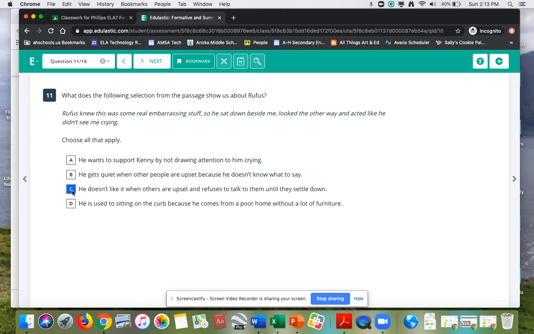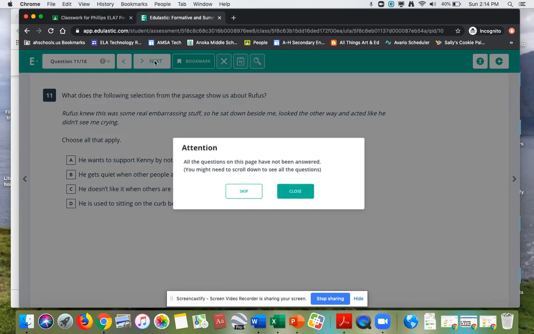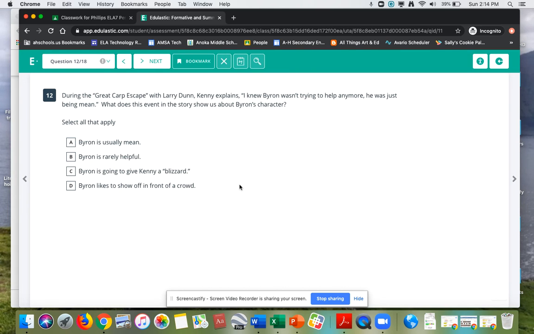Notice these are squares, which means that you can choose all that apply. So it will accept multiple answers there. So make sure you're paying attention to that. Number 12, during the Great Carp Escape with Larry Dunn, Kenny explains, I knew Byron wasn't trying to help anymore. He was just being mean. What does this event in the story show us about Byron's character? Notice again, these are squares. Select all that apply. So you're probably going to have more than one answer on that, right? That should be a hint.